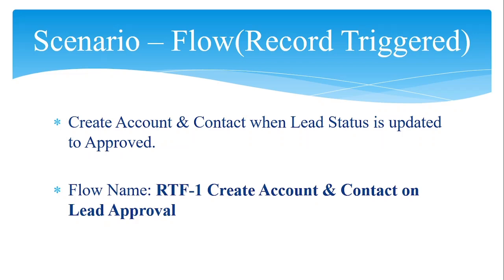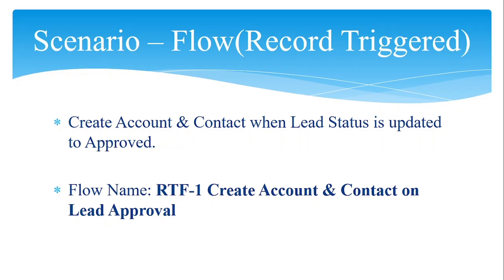So our flow name would be record trigger flow 1. This is the first example we are going to take by using record triggered flow, and the name would be create account and contact on lead approval. So whenever the lead is getting approved, in that case we are going to create an account and contact.